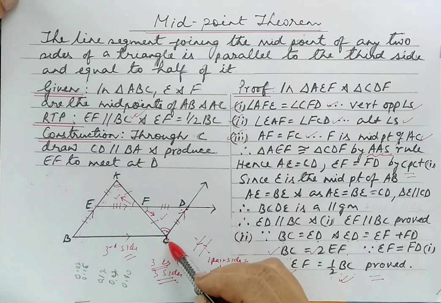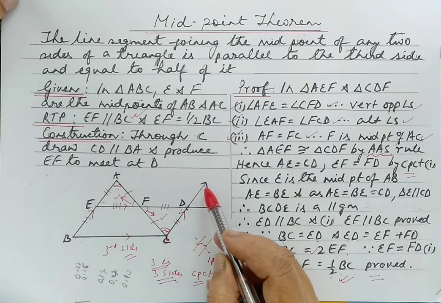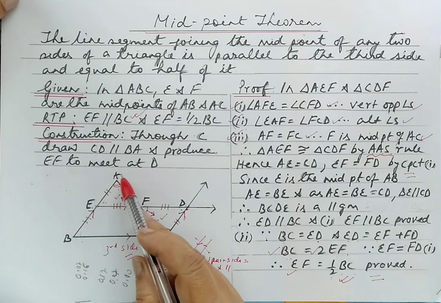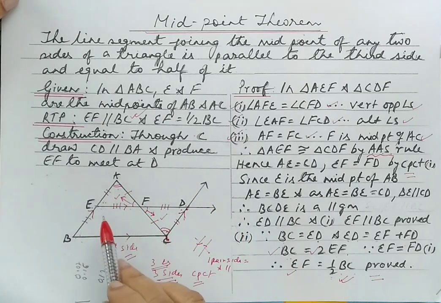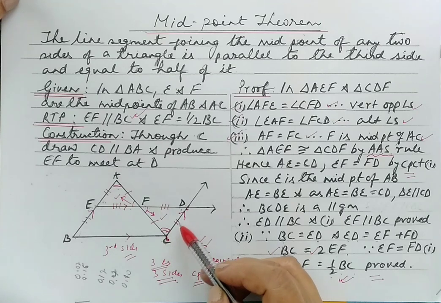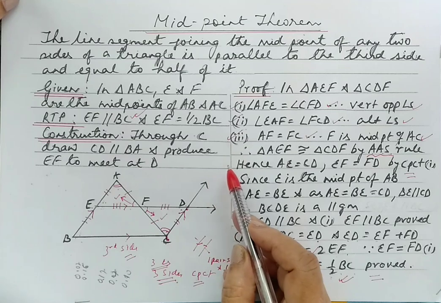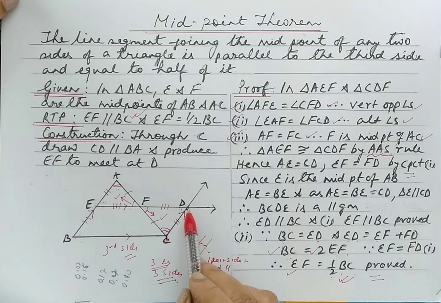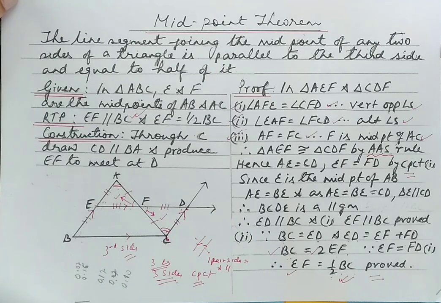In construction, we draw a line from C in a manner that it is parallel to BA. Alright guys, and EF is joined, which is produced further to intersect the line produced from C, and it intersects at a point D on this line. Correct? So have we got it? Having done this, we now proceed to prove it.